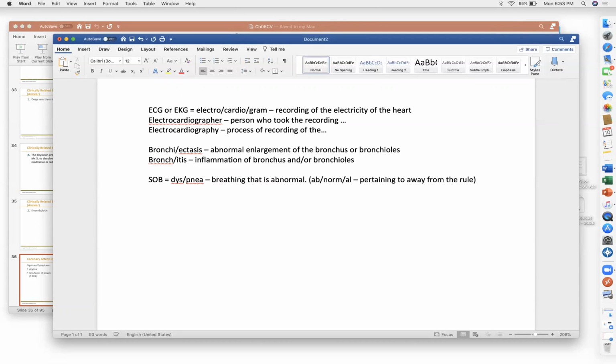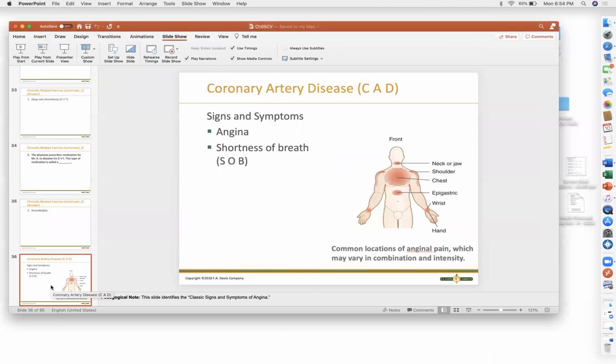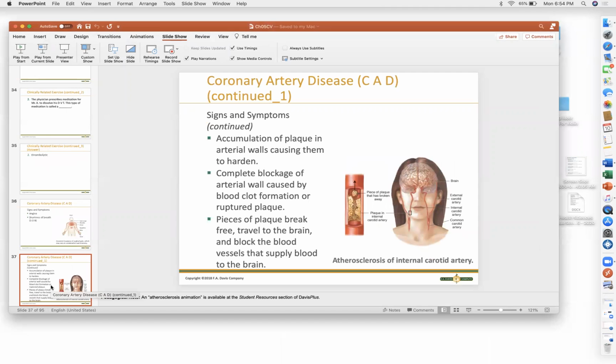And the rule is, should I be wheezing and gasping for breath? Should my chest be hurting while I'm breathing? Should I have anything less than 14 breaths per minute and more than 20 breaths per minute? That's all dyspnea, okay? So anything that's away from the rule, away from normal, quiet breathing, that's dyspnea. And these are some vague signs of CAD.